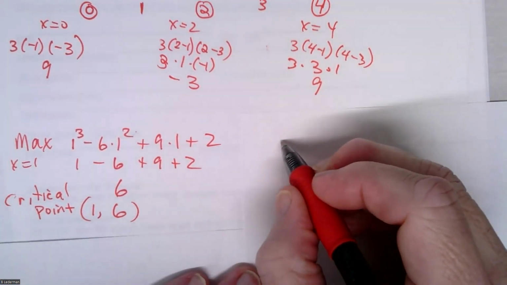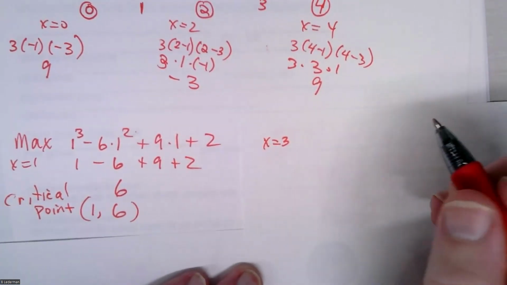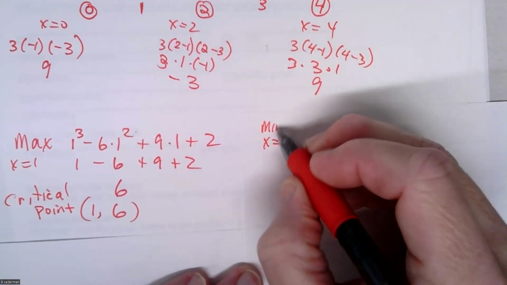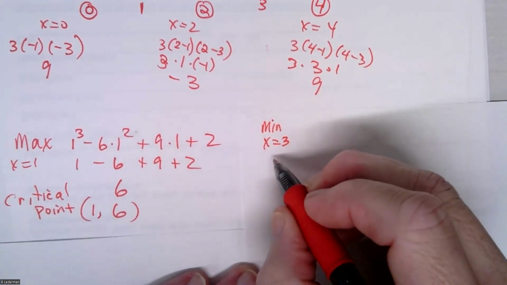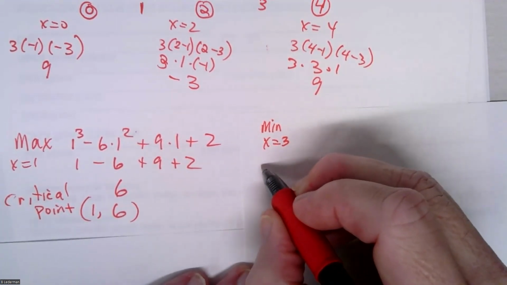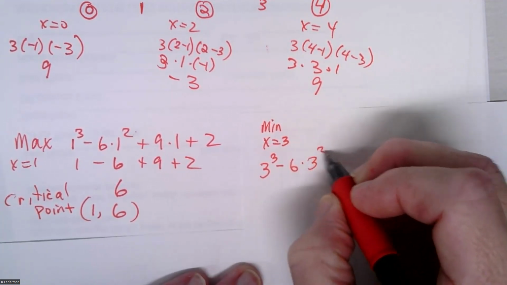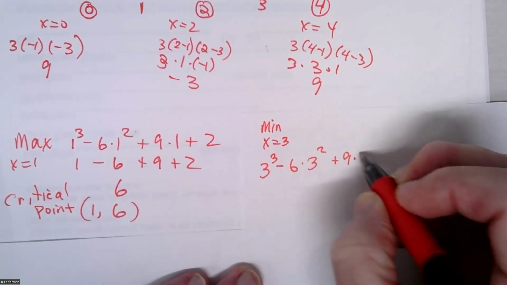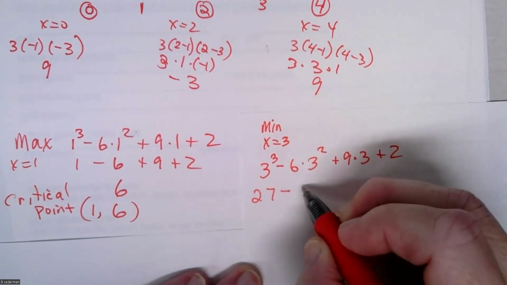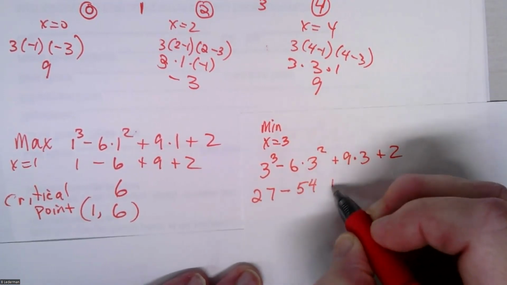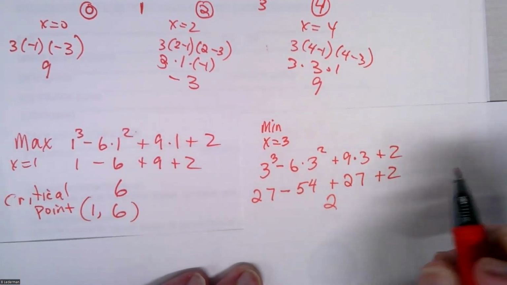So we get x equals 3. Now I know it's going to be a min. We already know that. We established that by looking at the slopes before and after. So let's actually find the value. So it's going to be 3 to the third minus 6 times 3 squared plus 9 times 3 plus 2. That's 27 minus 54 plus 27 plus 2. And that comes out to a grand total of 2.